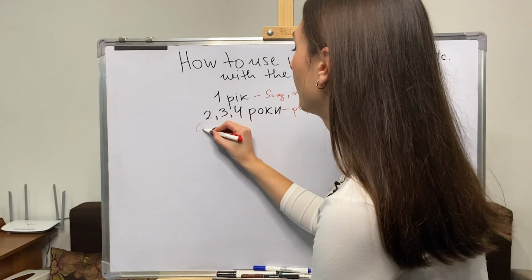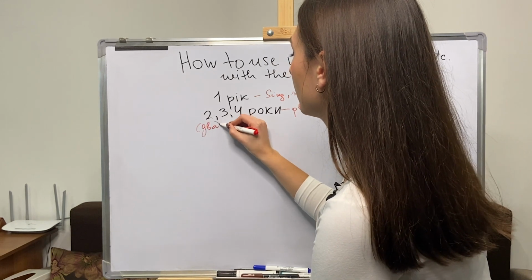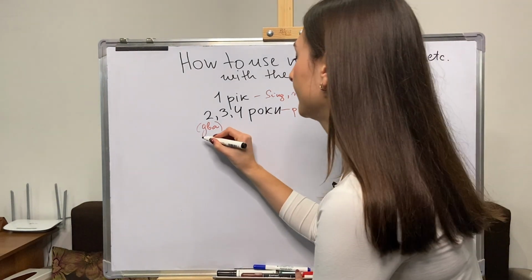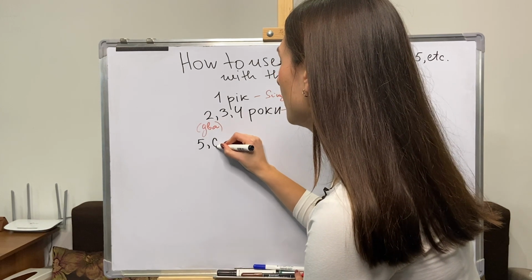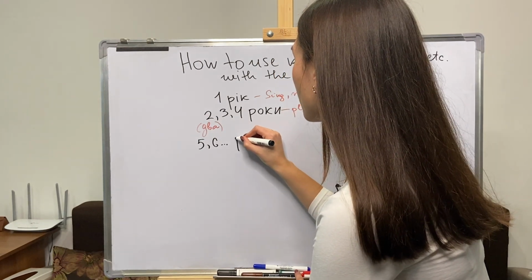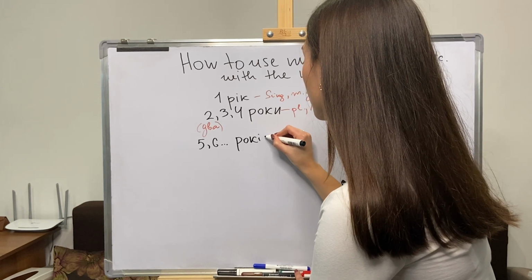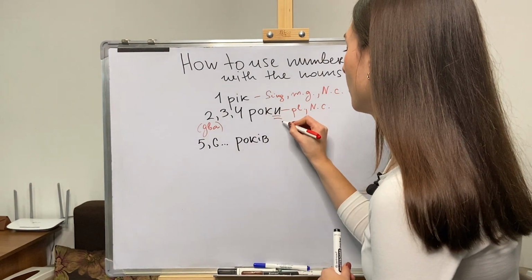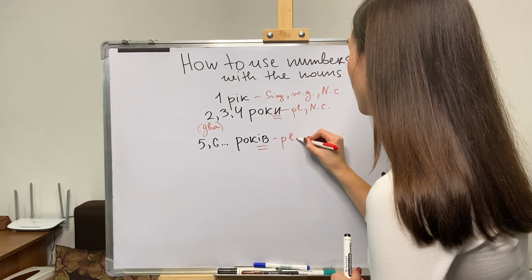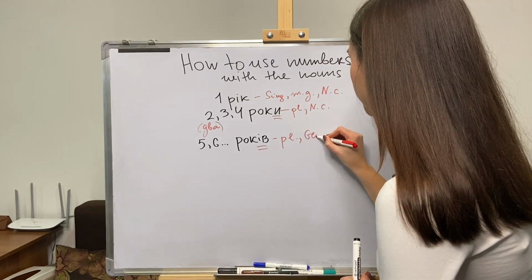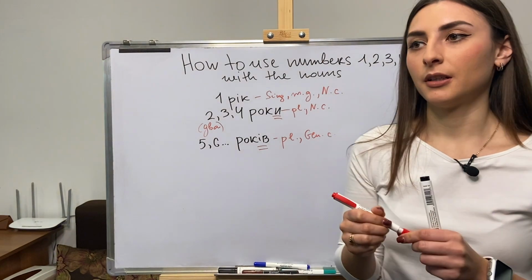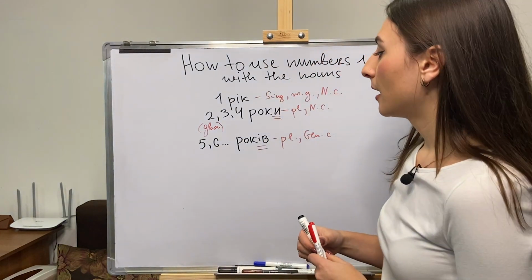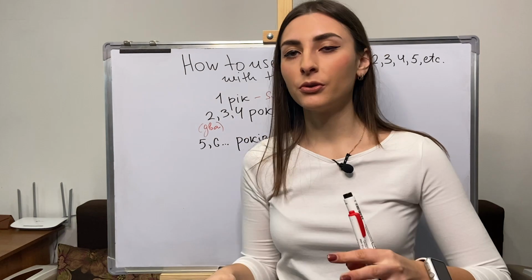And here we use the form exactly as with 2, because роки, рік, masculine. And then when you say 5 and more years, you say 5, 6 і так далі, років. Років. This is plural, genitive case. But when you need to say 21, for example, with the numbers 11, 12, 13, 14, we use років, this form.